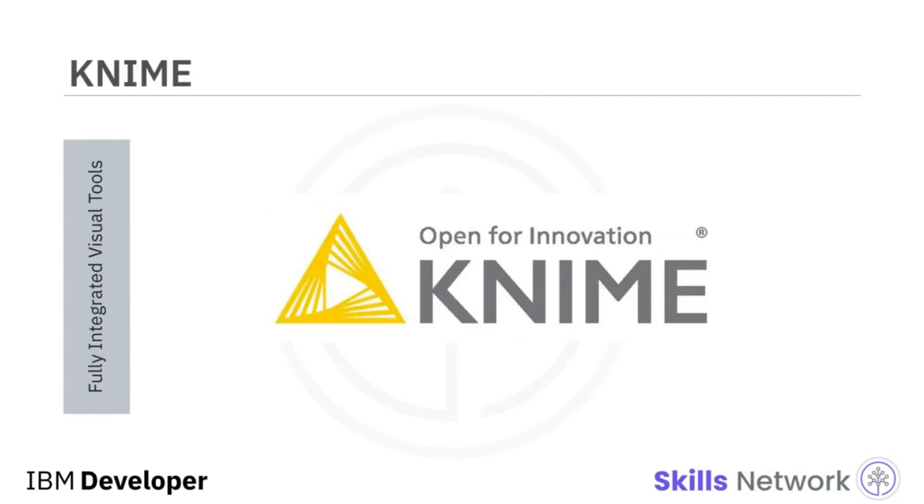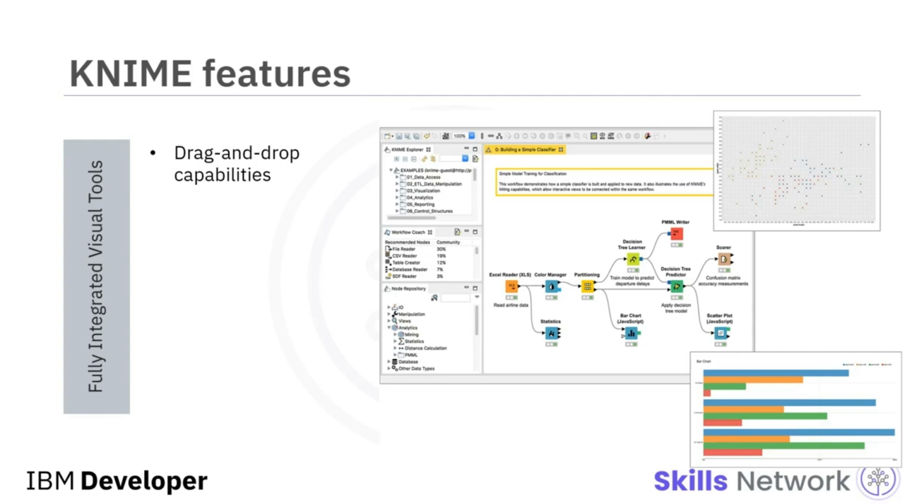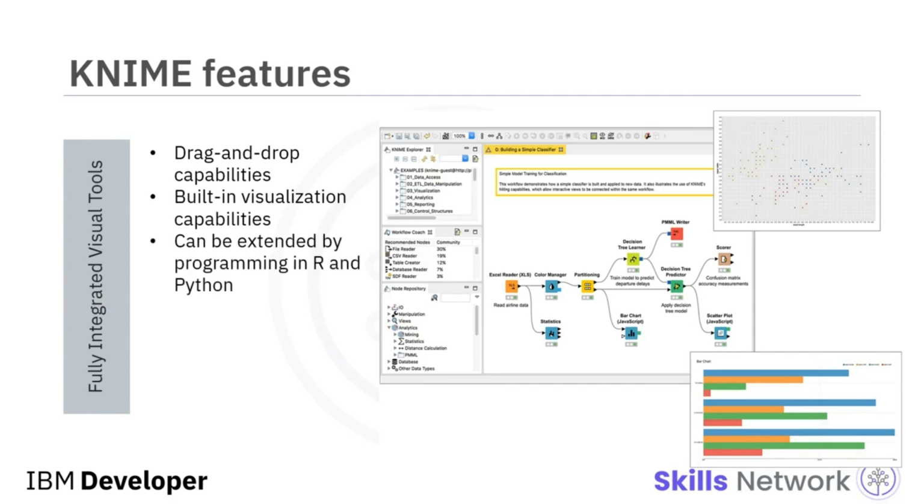Now, KNIME originated from the University of Konstanz in 2004. As you can see, KNIME has a visual user interface with drag and drop capabilities. It has built-in visualization capabilities. In addition, it can be extended by programming in R and Python and even has connectors to Apache Spark.